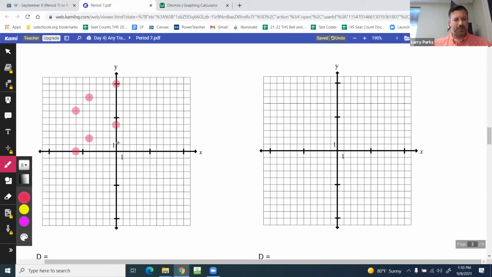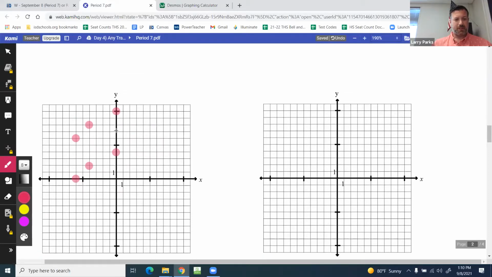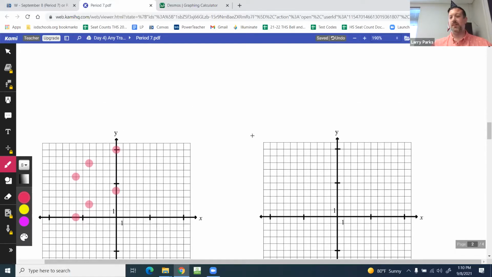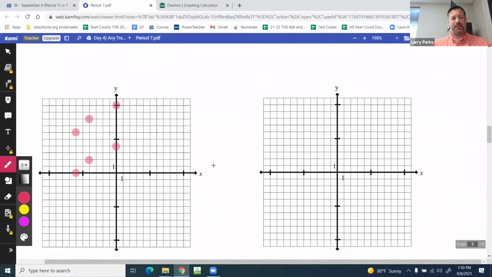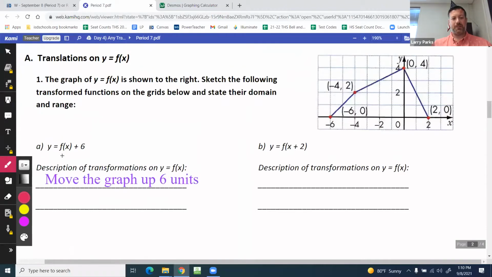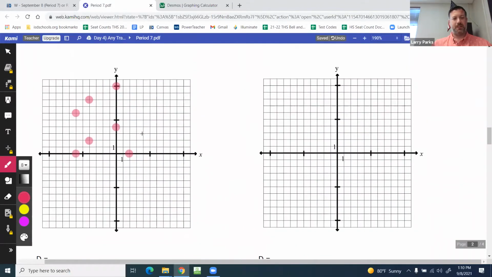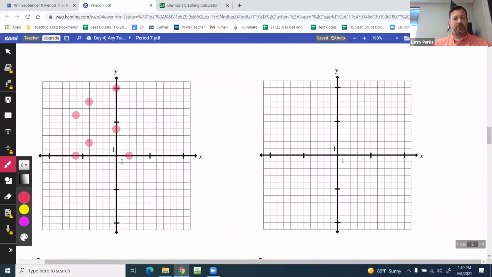Something's not right. 1, 2, 3, 4. If I move it up 6, 1, 2, 3, 4, 5, 6. Oh, they counted from 11 to 11. Okay, so this is 10. So move it from 4 to 10. I'm used to 10 being the very top. And then finally take 2, 0 down here. And again, what's the transformation? Move it up 6. So 1, 2, 3, 4, 5, 6.